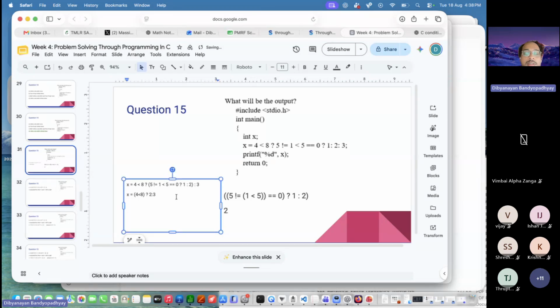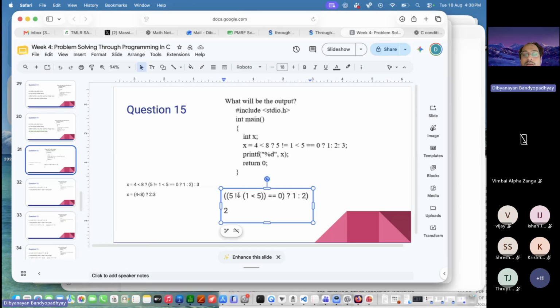So actually this is the correct order. So relational operator always has the higher priority than equal to and not equal to. As this is a comparator, this will have the highest priority. So anyway, the value of x is now 4 less than 8, and then a ternary operator with 2 and 3. So 4 less than 8, equal to 2, correct?